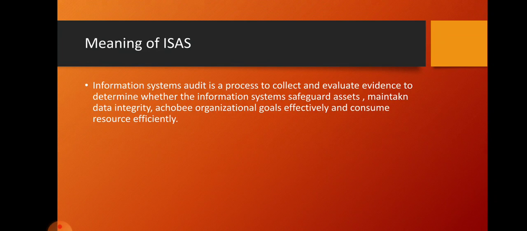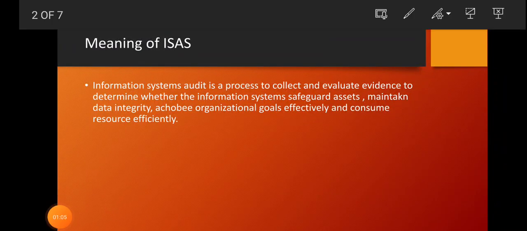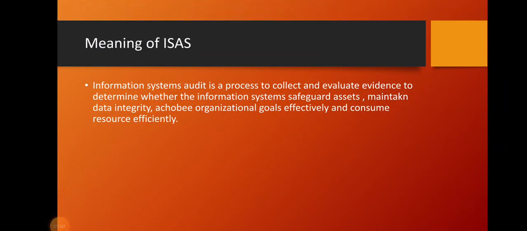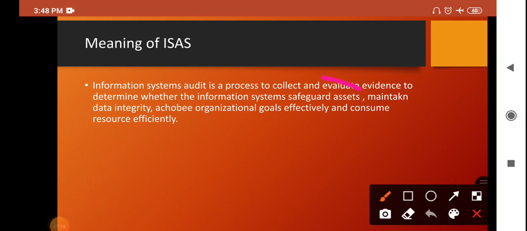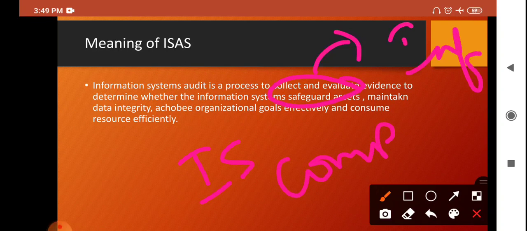So it is a process to collect and evaluate evidence to determine whether the information system safeguards assets, maintains data integrity, achieves organization goals effectively and consumes resources efficiently. So information system audit standards help in safeguarding the asset. Whether our information system or computer is safeguarding the asset, in the sense the information stored in the information system, and whether it is maintaining the data integrity.